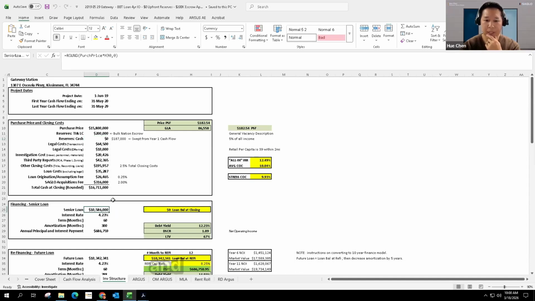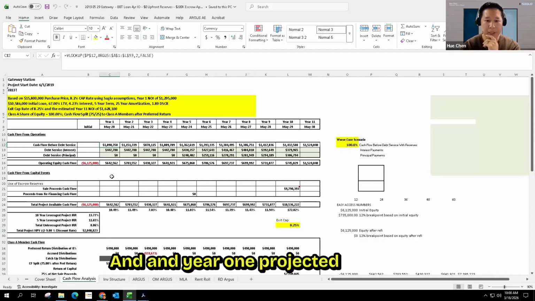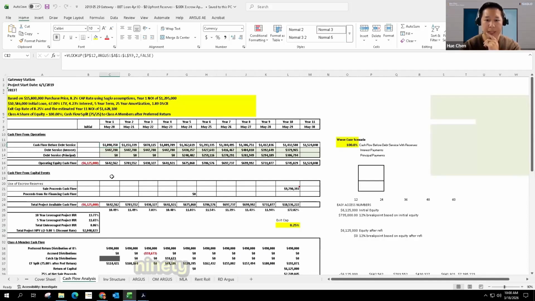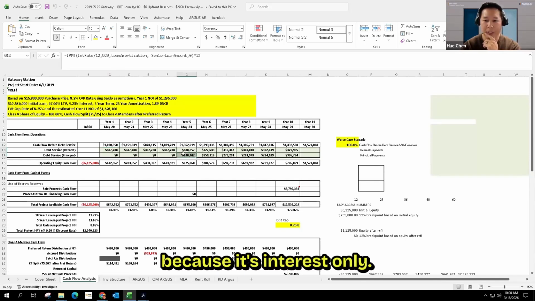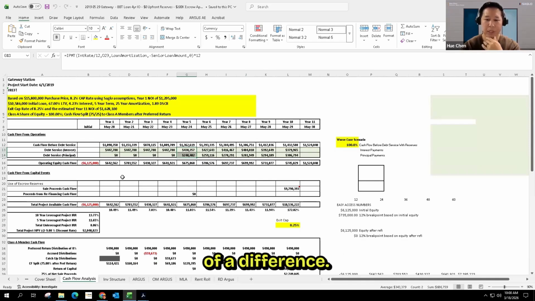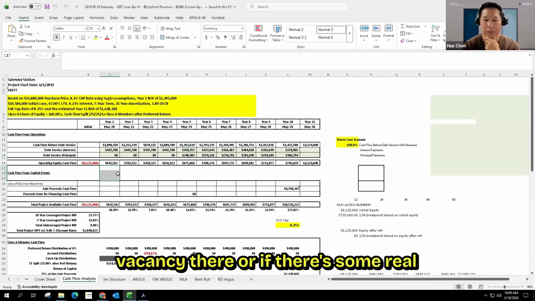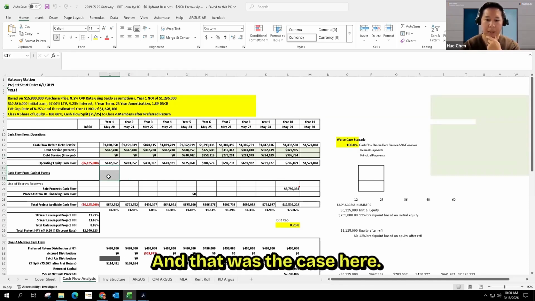This is our loan, and you can see that all populates into a fairly robust cash flow analysis tool. And year 1 projected cash flow before debt service of $1,090,000. Our debt service was $447,000 because it's interest only. Including principal pay down, it would have been $686,000. So you can see that there's a bit of a difference. And a lot of banks will give you interest only if you have some vacancy there, or if there's some real value that you're trying to create and you need that additional cash flow to pay for that. And that was the case here.